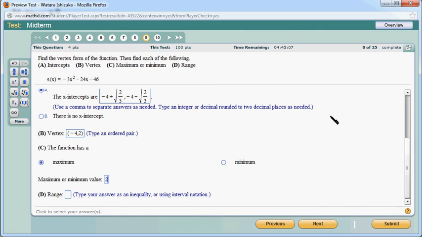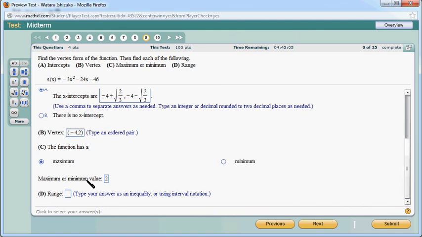The range: since we already know the maximum value is 2, the range is going to be negative infinity to 2, with a closed bracket at 2. That's it. Let's check.